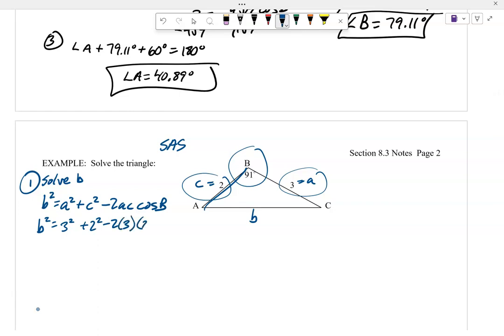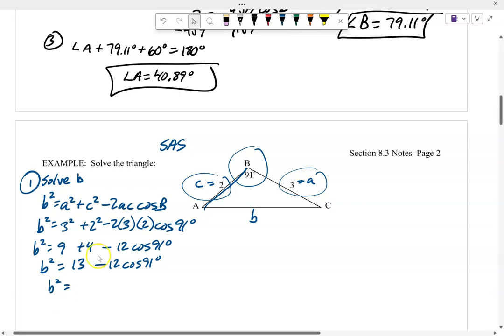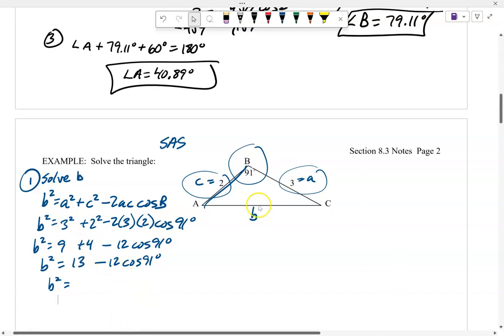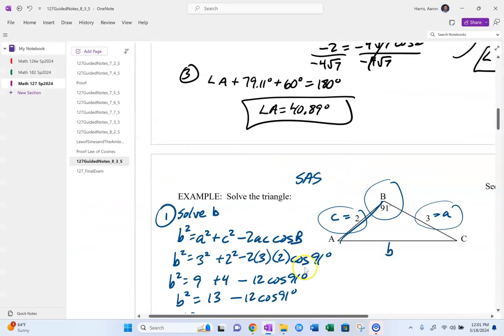and we have cosine 91 degrees. So we got b squared equals 9 plus 4 minus 12 cosine 91 degrees. So we got b squared equals 13 minus 12 cosine 91 degrees, right? So now I'm going to punch this in, and then I got to take the square root of whatever that is. So 13 minus 12 cosine 91, let me put my decimals.